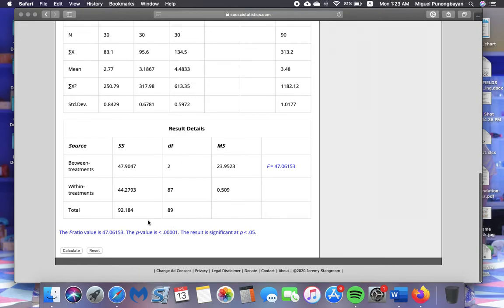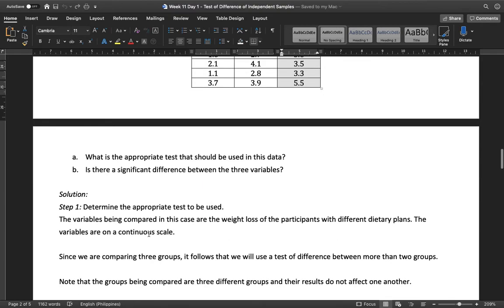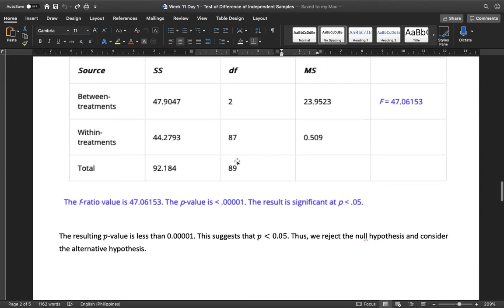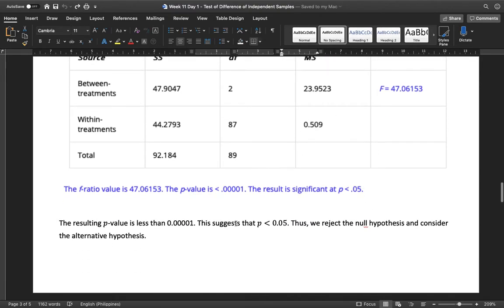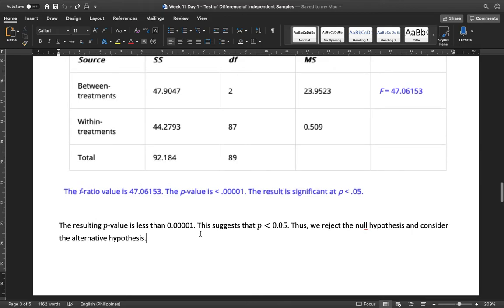Yung p-value niya. Sabi dito, less than 0.00001. So, yung probability na mag-commit tayo ng type 1 error ay less than 0.00001 or less than 0.001%. Ayan. Nandito rin siya. This suggests that P is less than 0.05. Therefore, we reject the null hypothesis and consider the alternative hypothesis.